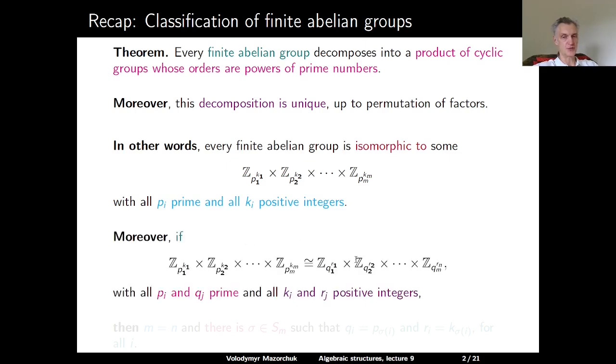Moreover, if we have two such decompositions, so Z_{p1^k1} times Z_{p2^k2} times and so on, is isomorphic to Z_{q1^r1} times Z_{q2^r2} times and so on, with all q_i and p_j primes and all k_i and r_j positive integers, then the number of factors is the same, so m is equal to n, and there is a permutation sigma in S_m such that q_i is equal to p_{sigma(i)} and r_i is equal to k_{sigma(i)} for all i. So this was the main result of the previous lecture.